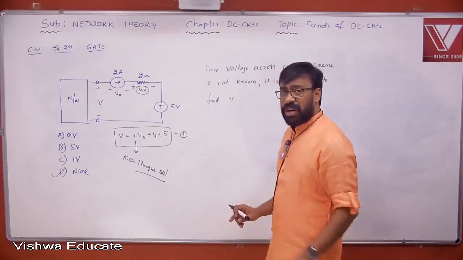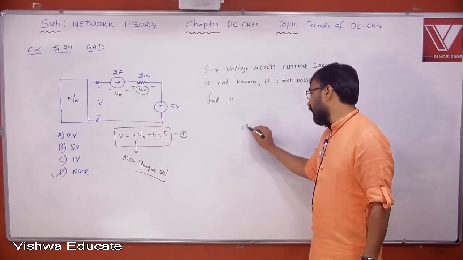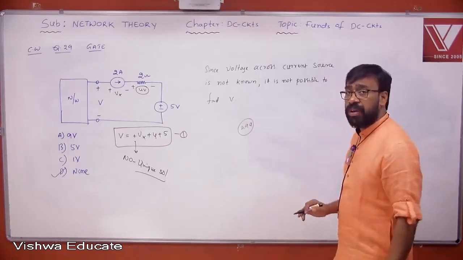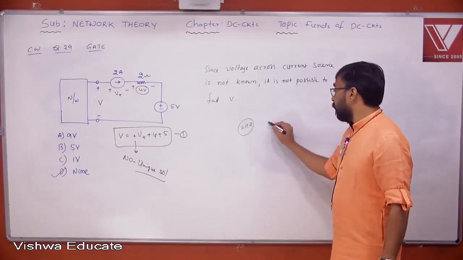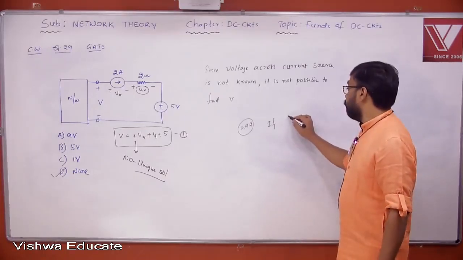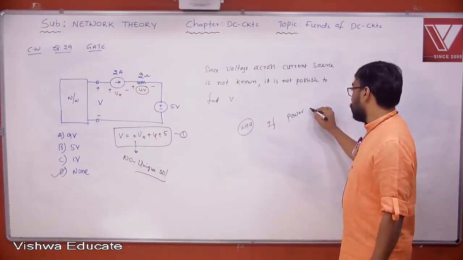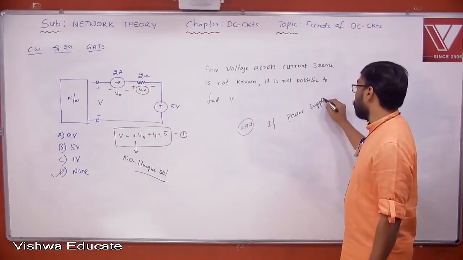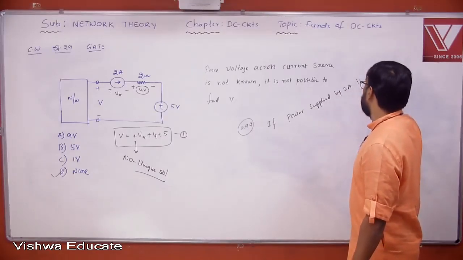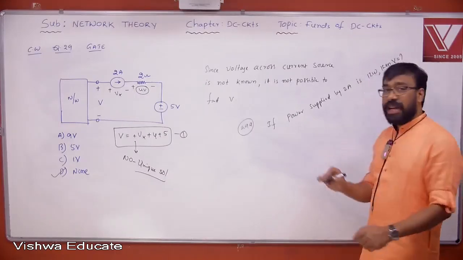And I make a small modification in this problem. You can call it 29A. This is not given in the classroom workbook, but I am extending the problem here. Look at this. In the above problem, if the power supplied by the 2 ampere source is 12 watt, then what is the value of V? Suppose the question is given like this.